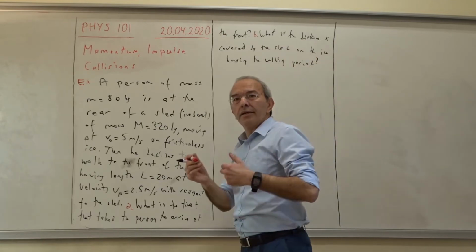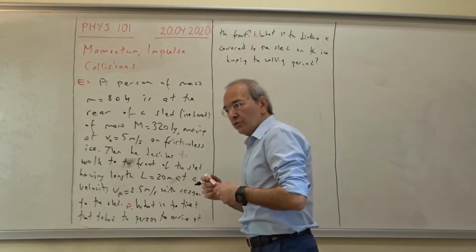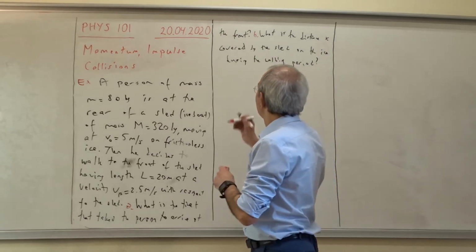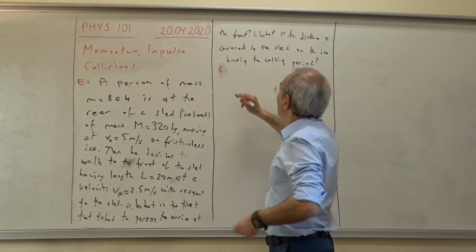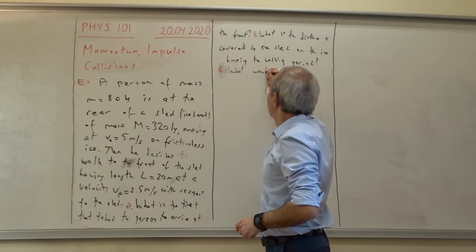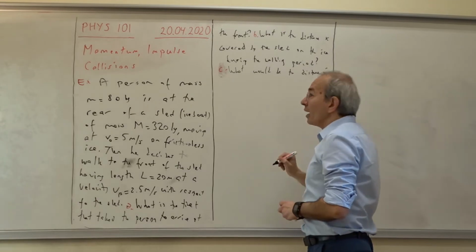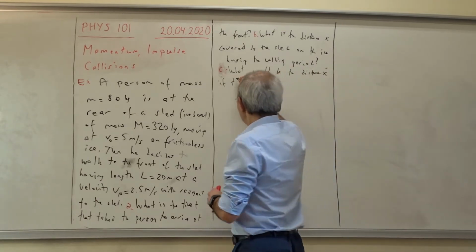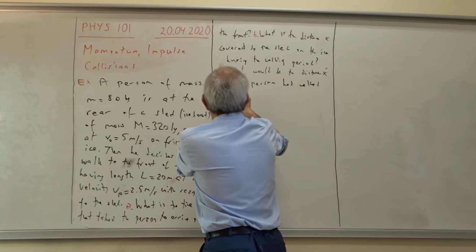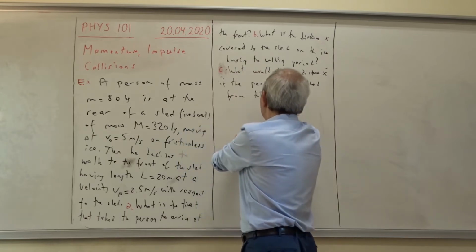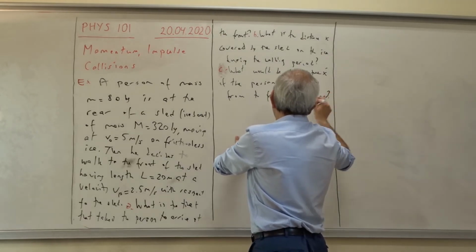And finally, let's consider the symmetry case. If the person had started to walk from the front backwards, what would be x prime? Part C: What would be the distance, let's say x prime, if the person had walked from the front to the rear? So this is the question.